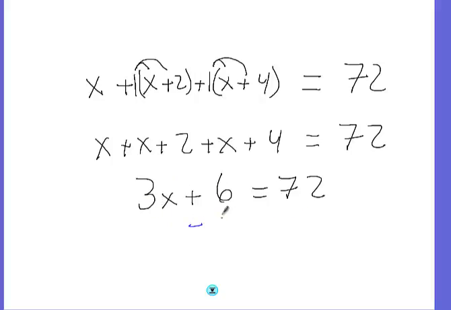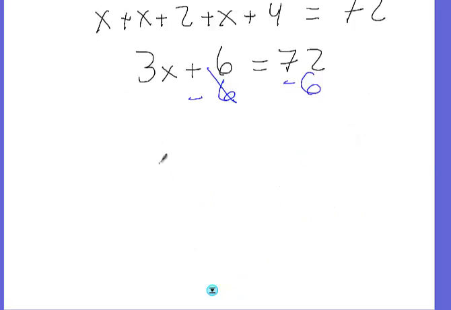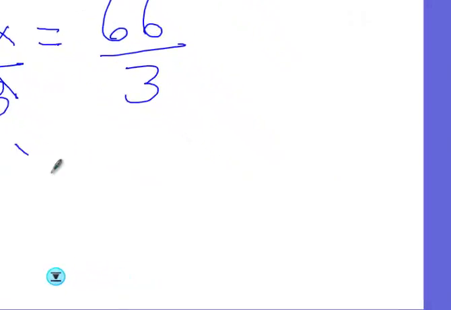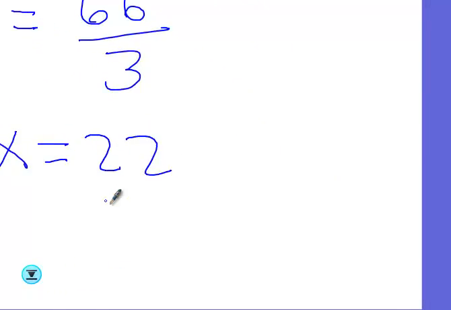We want to keep that, so we want to move the 6. Subtract 6 from both sides. Now we're left with 3x is equal to 66. Divide both sides by 3, since division and multiplication are inverses. And we get x is equal to 22.